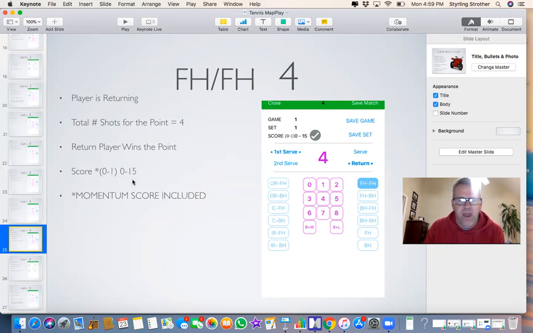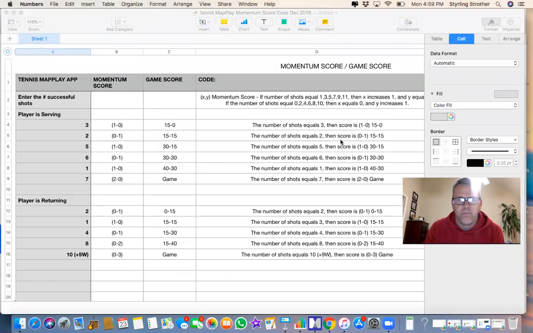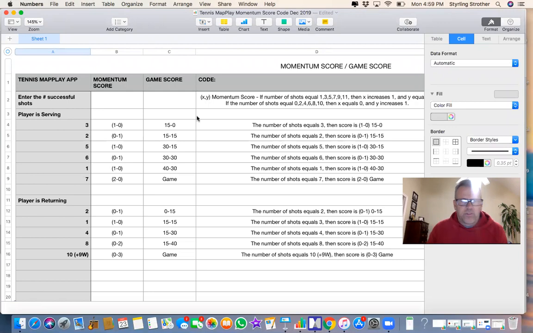So let me go through how you would actually compute the momentum score. The momentum score is basically how many points in a row that a player has won. Now, obviously, we're only tracking one player, so they're either going to win consecutive points in a row or lose consecutive points in a row. So this is an example game here. The player is serving.